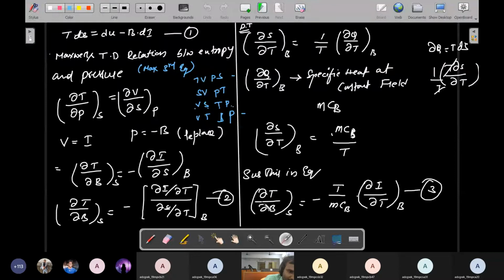So we will get this equation: dou T by dou B at constant enthalpy, entropy, is equal to minus T by m C_B, where C_B is nothing but the specific heat at constant field, and dou I by dou T at constant magnetic field. So this is equation 3. Once again I write this equation 3.